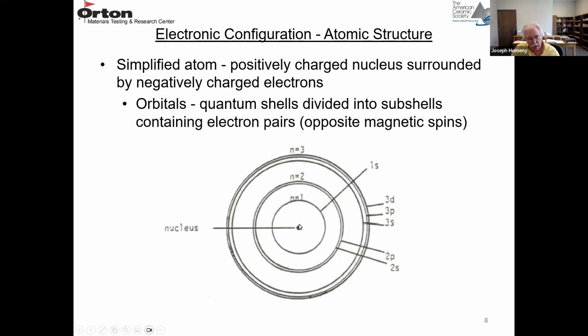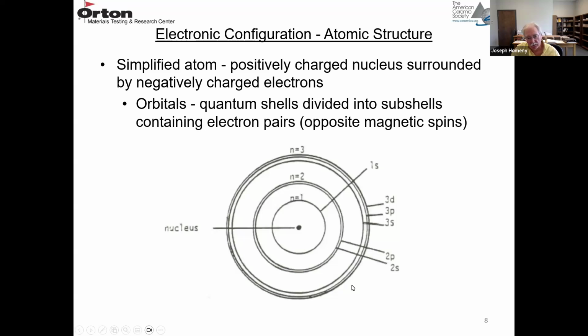The nucleus is the dot in the center. N equals 1 is the first shell. And in that shell are 2 electrons in the 1s level. N equals 2 is the next level. And there's a 2s containing 2 electrons. And then the 2p suborbital contains 6 electrons.